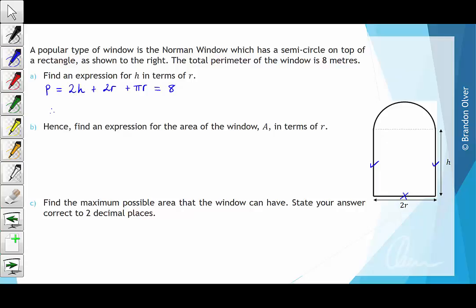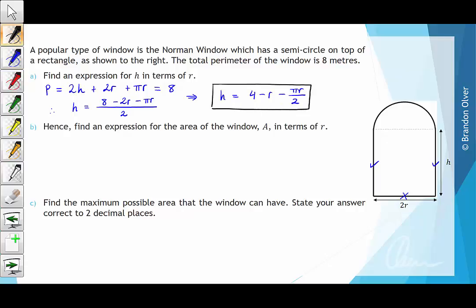Therefore, we can get h by itself, so we can go h is equal to 8, and we're going to subtract 2r, subtract pi r, and then divide by 2, and that gets h by itself. And if we just simplify that slightly, we get h is equal to 4 minus r minus pi r on 2. So that's an expression for h in terms of r.